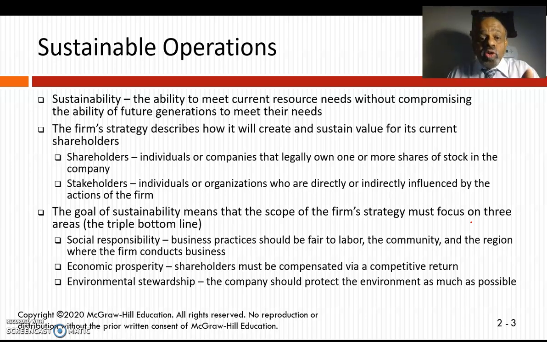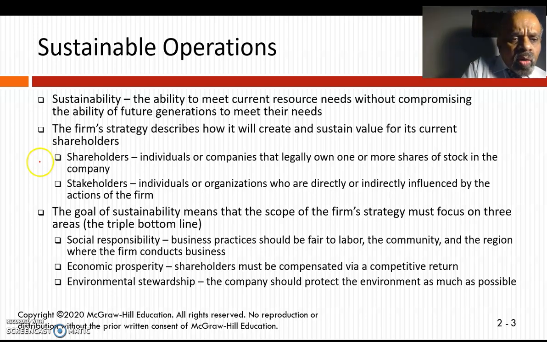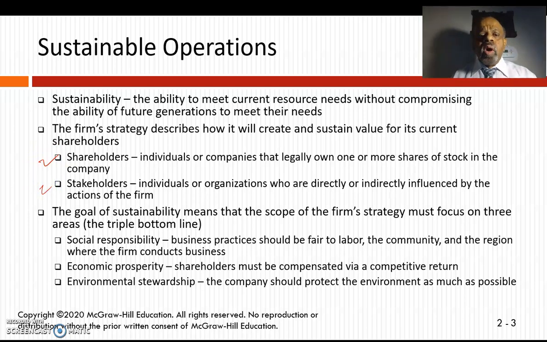So a firm should have a strategy so that it can create and sustain the value for its shareholders. There is a basic difference between shareholders and stakeholders. Shareholders are people who own the shares of the company, individuals, or maybe some other companies that legally own this particular company's shares. For instance, if you have shares of General Motors, then you are a shareholder.